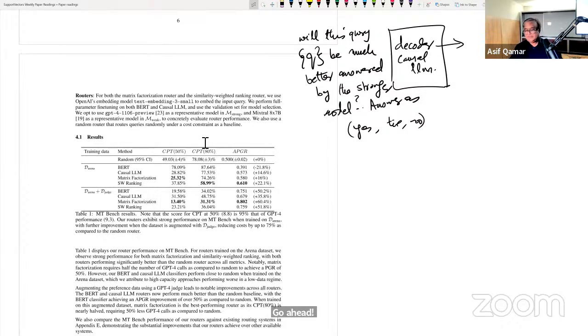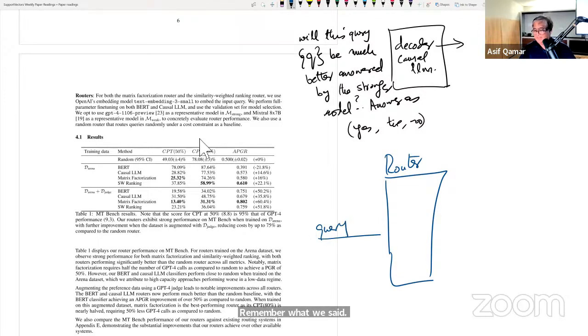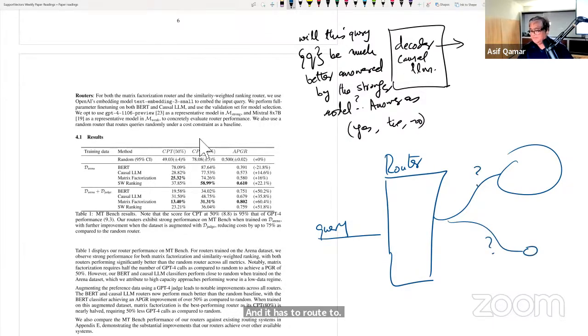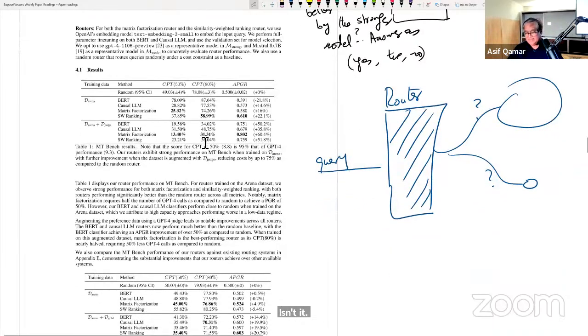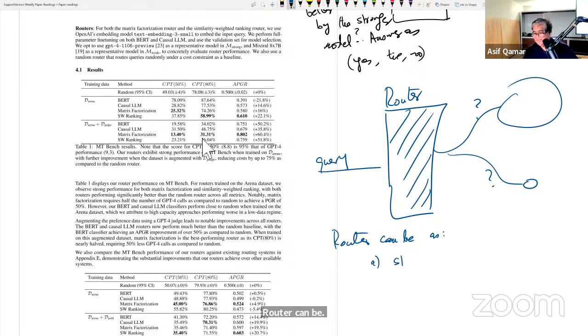It's the router. Just to whet your recollection, remember what we said. There is the router. There is the query going in, and it has to route to the big LLM or to the tiny LLM. That's the thing. So we are only talking about this part. And what we are saying is the router network can be one of 3 methods. A, the statistical method, the similarity one. B, the recommender system kind of approach, matrix factorization.